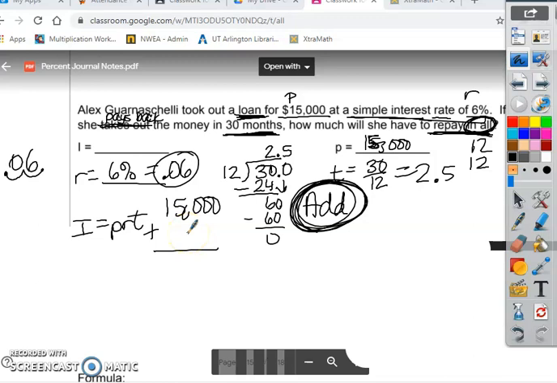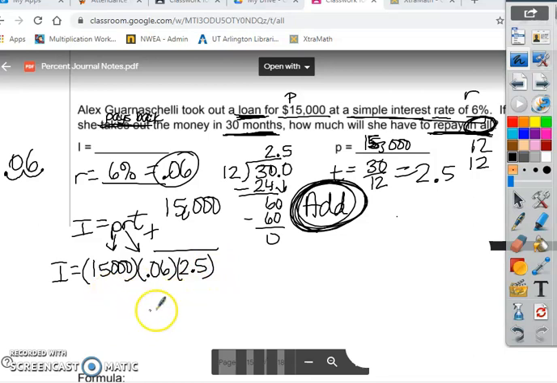Okay. So your job right now is to multiply. So we're going to plug our numbers in. I equals, and I know you might not have enough room here, so you can move this wherever you need to move it. Principal, 15,000. Rate, 6%, 0.06. Time is 2.5. So your job is to multiply this. Once you multiply it, add it here. If you get a decimal, then just add it like this. Okay?